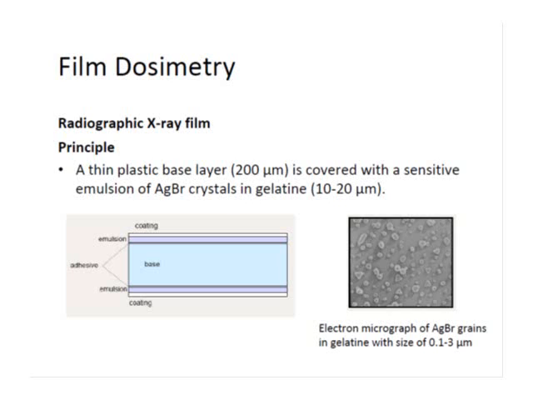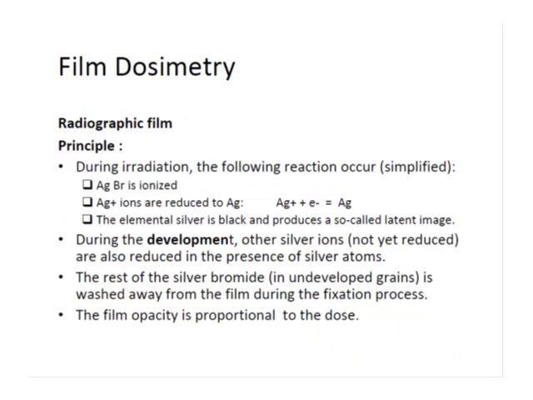The diagram shows a film coated on both sides. In older days, they used single-side coated film, but nowadays they use both-side coated films. Approximately, the plastic layer is 200 micrometers, and the silver bromide crystal layer is approximately 10 to 20 micrometers. The emulsion layer consists of silver bromide.